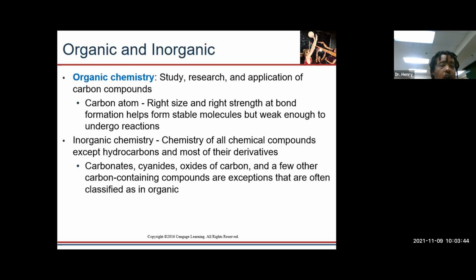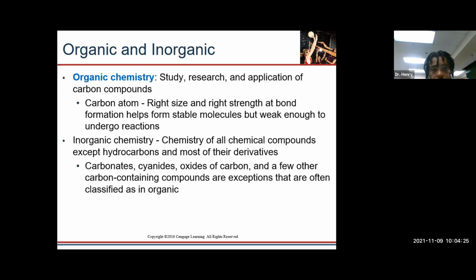Okay, so carbonate will sometimes be called inorganic. Carbon dioxide, inorganic. Carbon monoxide is often considered inorganic. But if it's a hydrocarbon, it's going to be considered organic, and any of the derivatives from it. Now you probably want to know what a hydrocarbon is. A hydrocarbon is a compound that is made up of only hydrogen and carbon.